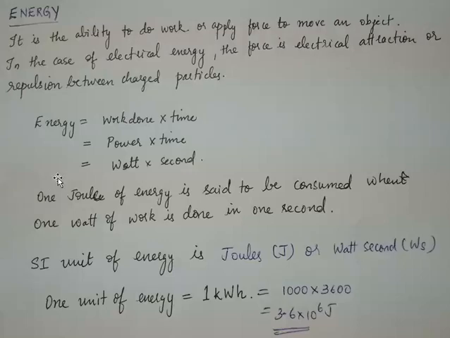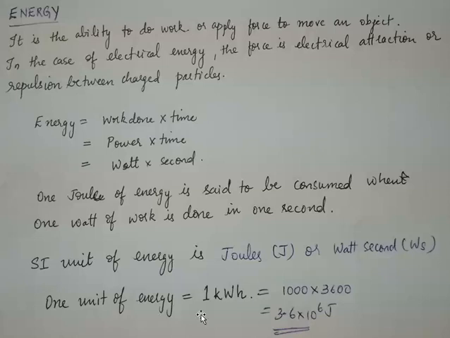Now going to the definition of energy. Energy is the ability to do work or apply force to move an object. In case of electrical energy, the force is electrical attraction or repulsion between charged particles. So energy is work done or power into time. Power is in watt and time is in second. So 1 joule of energy is said to be consumed when 1 watt of power is used for 1 second. So the SI unit of energy is joules or watt second.